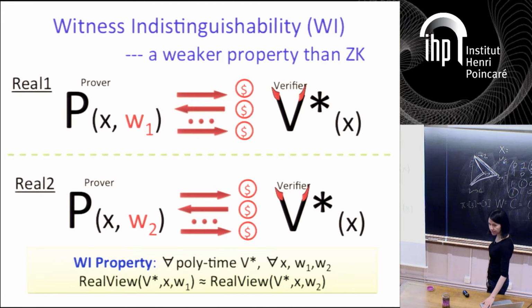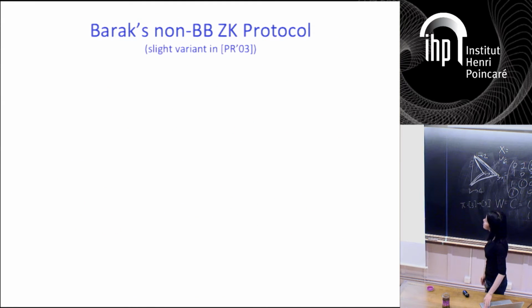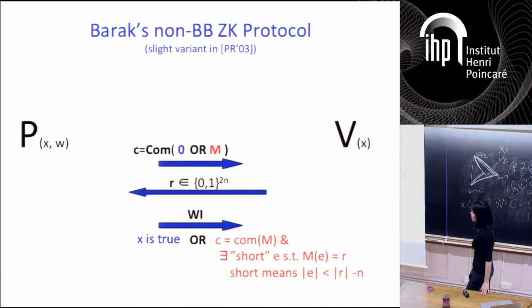Okay. Great. So, what is Barak's non-black box zero-knowledge protocol? Well, the protocol is actually very simple and looks somewhat similar to what we have seen. What happens is it has the form: prover sends a commitment at the beginning, the verifier sends a random string, and the prover gives a witness indistinguishable proof. Okay. For the purpose, let's always think about that. The commitment in the first message is either a commitment to 0 or it's a commitment to a machine. Yeah?